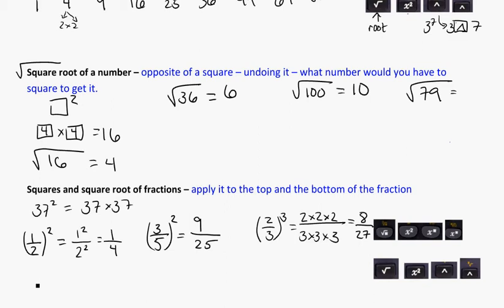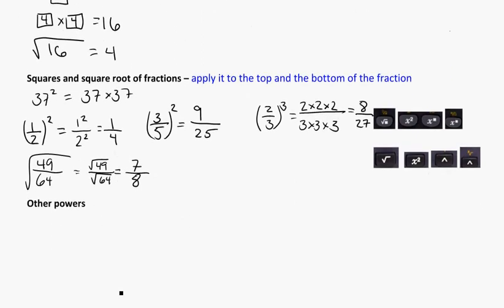And a similar tactic will apply if I gave you a number like 49 divided by 64, and I want you to take the square root of it. I want you to think about taking the square root of the top and the square root of the bottom separately. So the square root of 49 would be 7, because 7 times 7 gets you 49. And the square root of 64 would be 8, because 8 times 8 gets you 64. So again, you apply it to the top and the bottom.